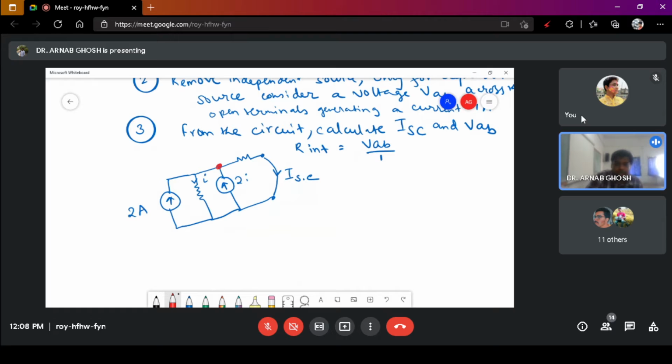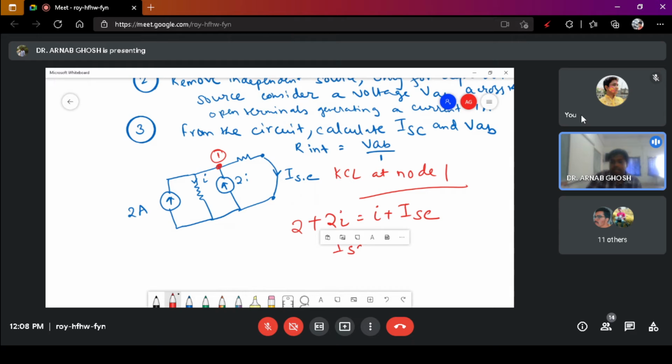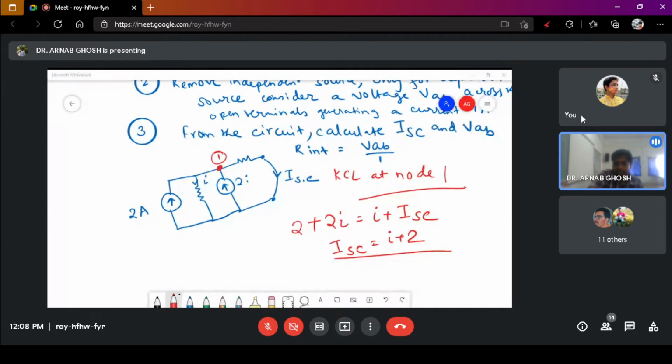Let's do KCL at this loop. Let's do KCL at node 1. What are the currents leaving? 2 ampere plus 2I. These two are entering, I and ISC. These two are leaving. So what is ISC? ISC is coming out to be I plus 2, right?